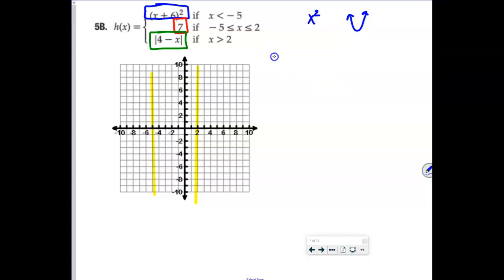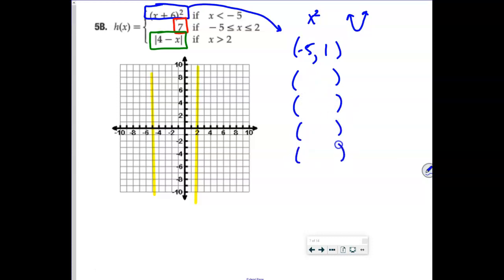What I'm going to need from you guys is a whole bunch of points, starting with the boundary line point. So at -5, when you plug that into the blue function, what did you get? A 1, yeah. And then I'm going to need some other ordered pairs. Give me at least 4 ordered pairs within your domain, please. That'll give you a good enough visualization for what's going on. So you have to give me numbers that are less than -5. What are you going to plug in for me?